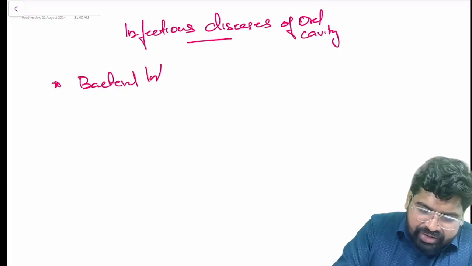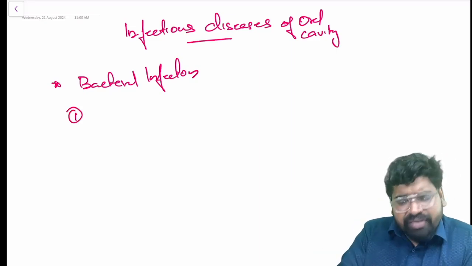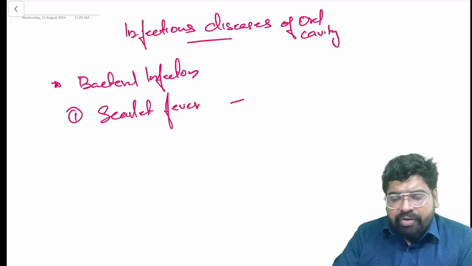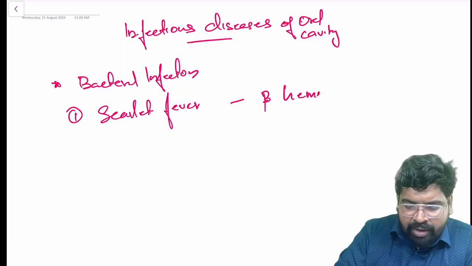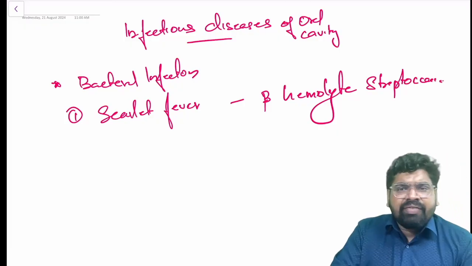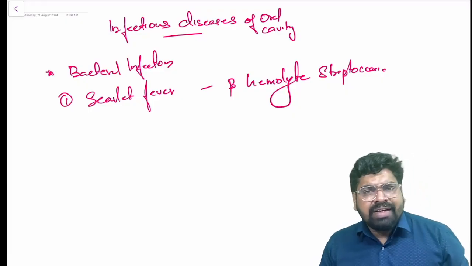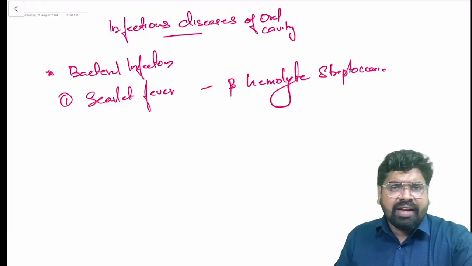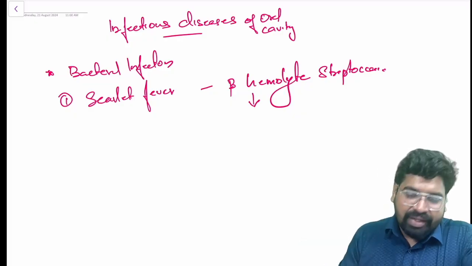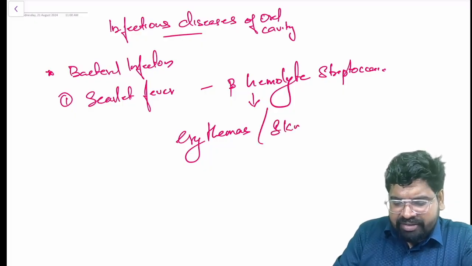There are many bacterial infections affecting the oral cavity. First, I will start with scarlet fever. Scarlet fever is caused by beta hemolytic streptococci. It usually affects children, young individuals. The manifestation is redness, erythema or skin rash. Skin rash is what you see.